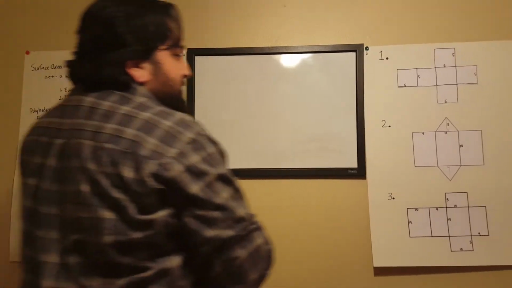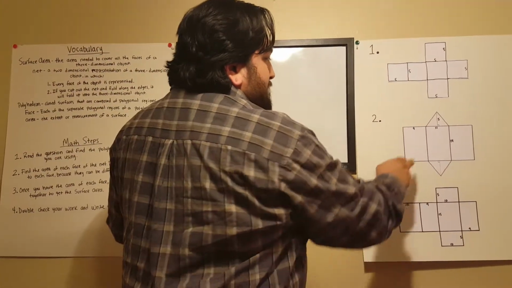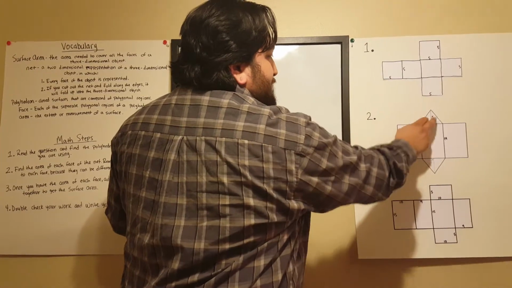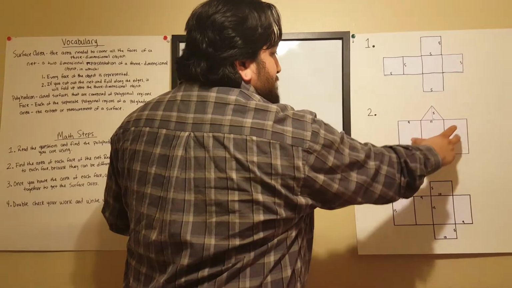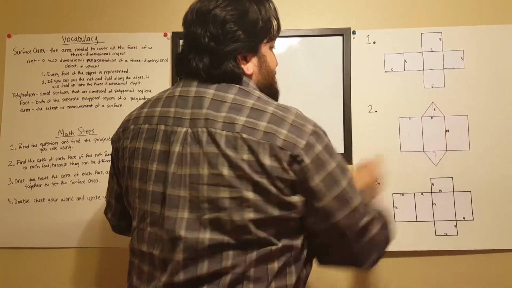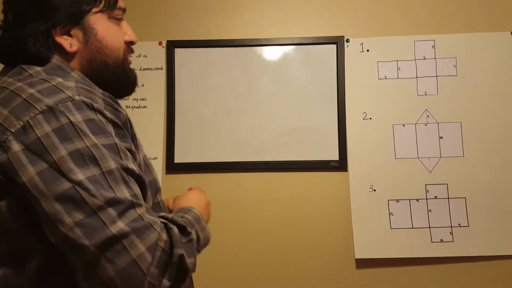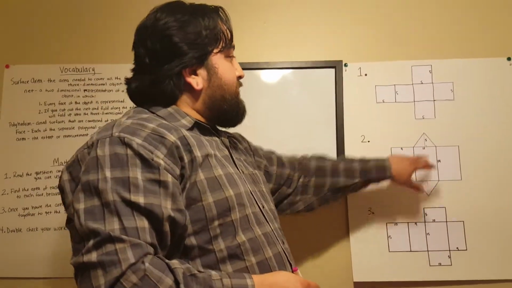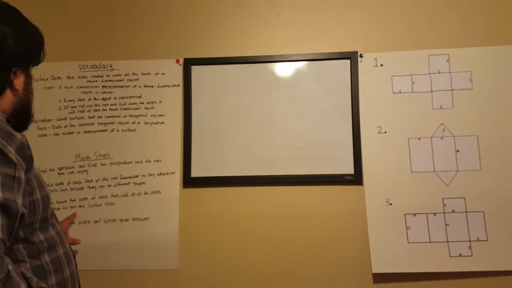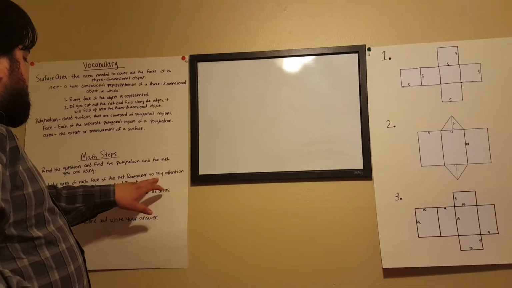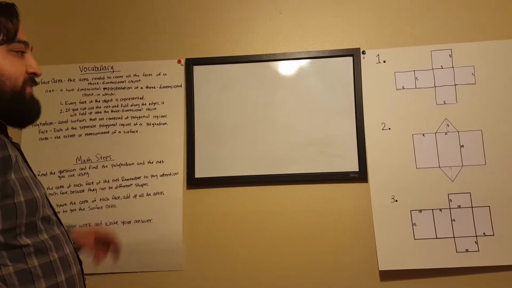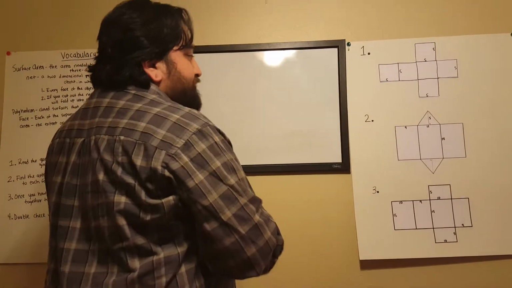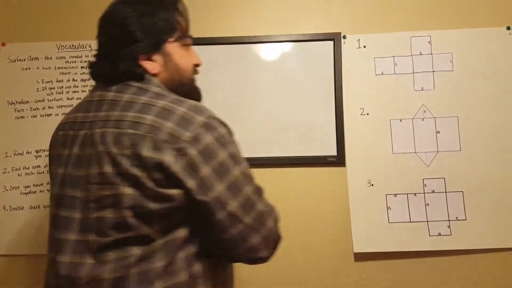Now, the second example, we have this shape right here. We have a triangle. We have 2 triangles and 3 rectangles. Now with the triangles, it can be a little difficult. Remember I told you in the second step to go ahead and pay attention because they can have different shapes and use different areas. So let's go ahead and write this one down.